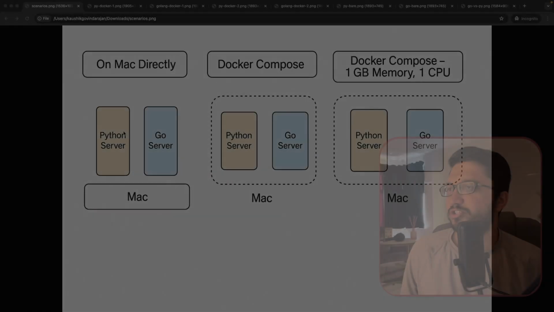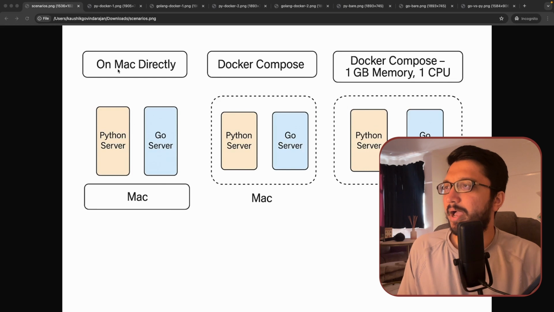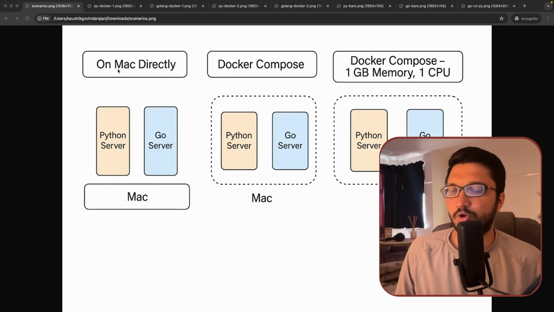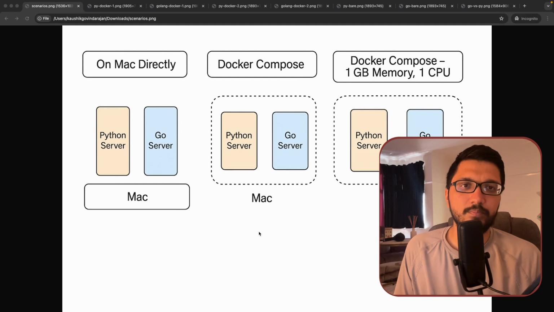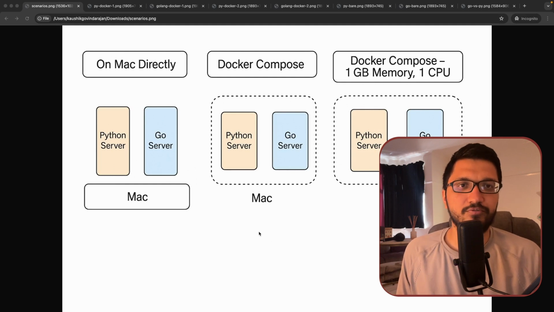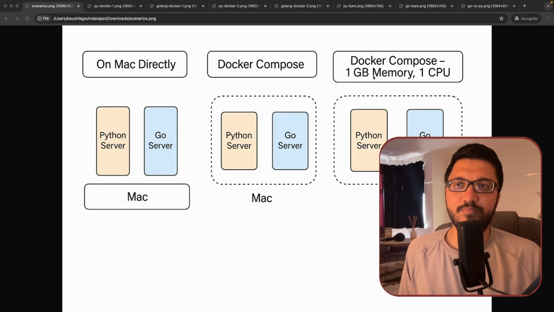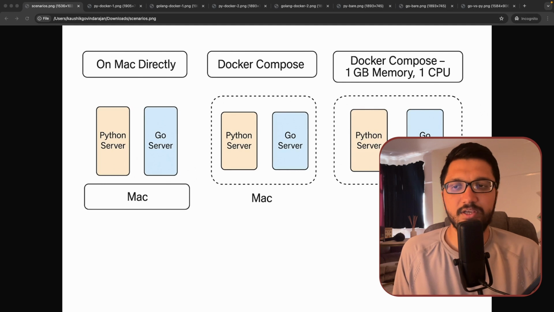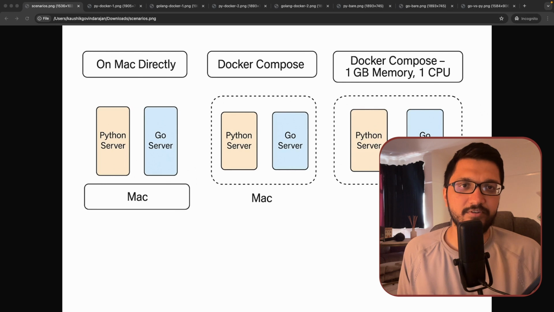I have three scenarios in which I'm going to test these applications. Number one is running all these applications directly on my Mac, no containerization, no constraints whatsoever. Number two, orchestrating them using Docker Compose. So both the applications are running inside a Docker container. The Redis is also running inside a Docker container, but we have no constraints imposed in terms of RAM or CPU. And number three is very similar to number two. We have 1 GB of memory and only one CPU, and we are running this on Docker containers. And the Redis is also having a memory constraint of 512 MB of RAM and 0.5 CPU.